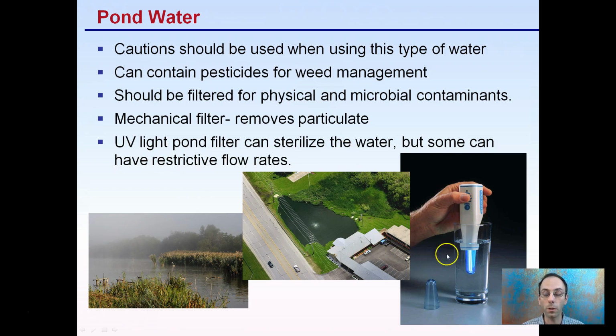So while this wouldn't be a very efficient method shown here, this gives you an idea of how water is basically passed by a UV light, and that can help sterilize it and limit the chance of contaminating your plants in your soil or your container growing media with naturally occurring microbes that might be present in pond water.